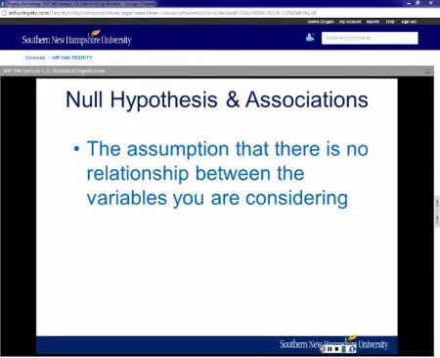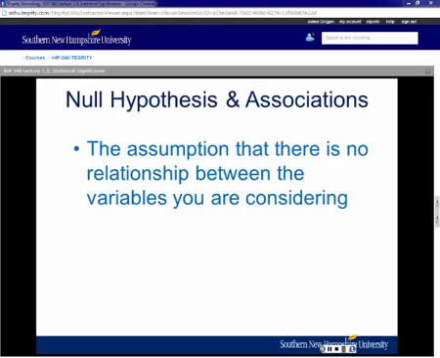I need to introduce to you a term that is called the null hypothesis. Some people in research articles will talk about this null hypothesis, so I want you to hear about what it is. This is the assumption that there is no relationship between the variables that you are considering. And many statistical tests are based on the fact that the null hypothesis is true.